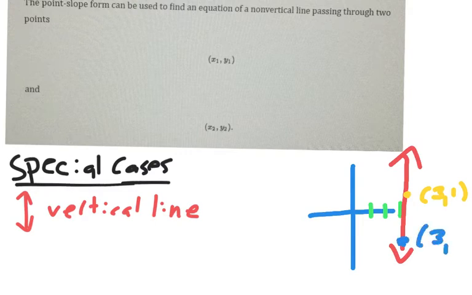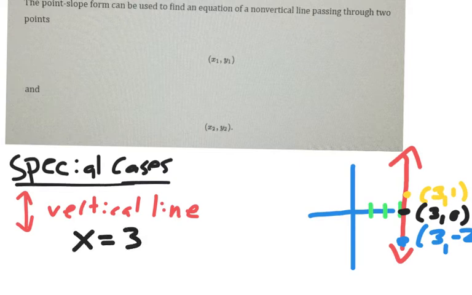And what would this point be? Let's say that's 3, negative 2. And then what would this point be? 3, 0. What do we notice about all points on a vertical line? The x is the same on all of them. So can't we just say that, like for my example here, x equals 3? And so it's the collection of all points where x is 3. So vertical lines always have x equals some number, and that is their equation. There is no slope. There is no y value. It's always x is equal to a number.